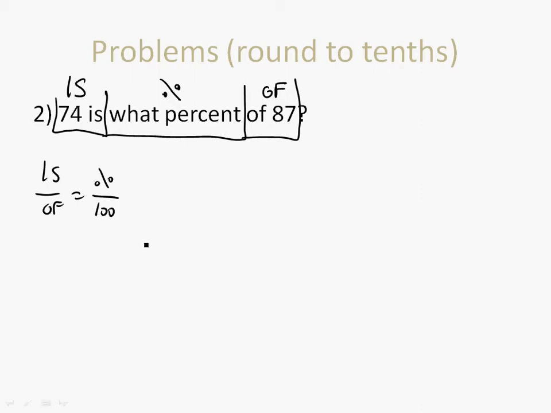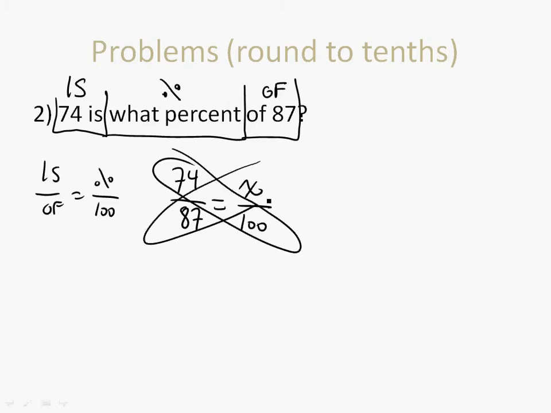So let's set up our proportion. 74 over 87 equals, we don't know the percent, so this is going to be x this time, over 100. Then use the cross products property. So we have 87x equals 74 times 100, which is 7,400. And then we're going to divide 7,400 by 87 to finish solving it. So divide both sides by 87.